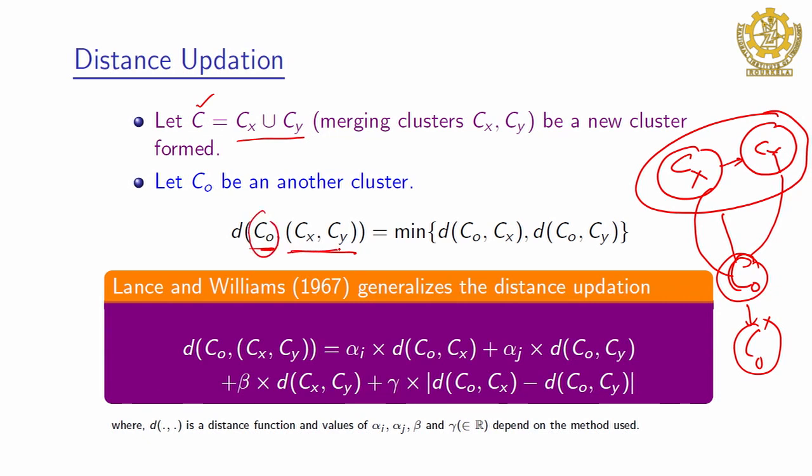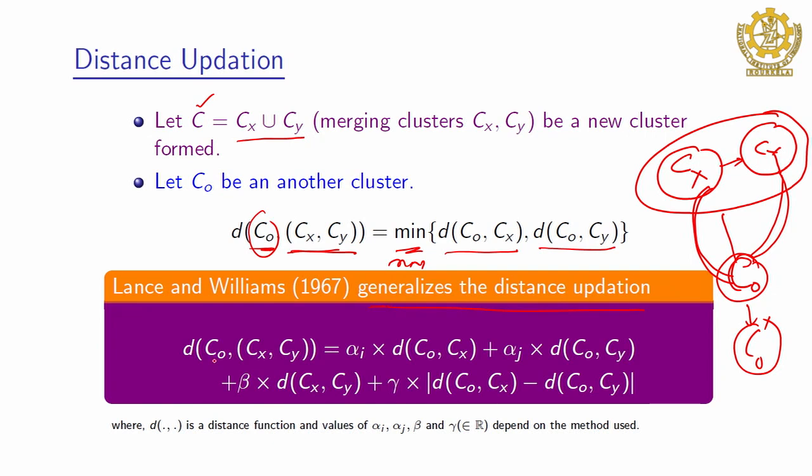In single linkage what we did was the minimum of the distance from C 0 to C x and the distance from C 0 to C y, okay, that is single linkage. Similarly, in complete linkage we may have the maximum of these distances, and similarly for average linkage we will have something different, not the average of these 2 distances. So, Lance and Williams generalized this distance updation.